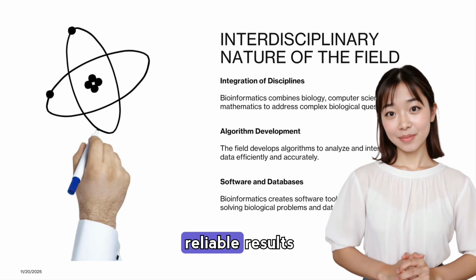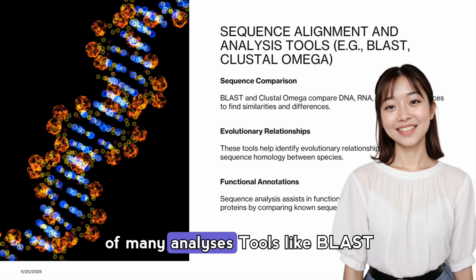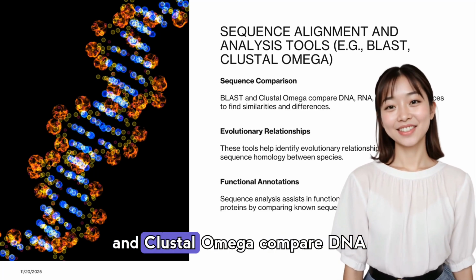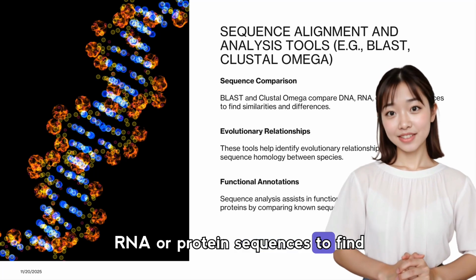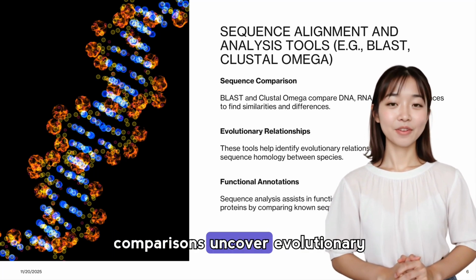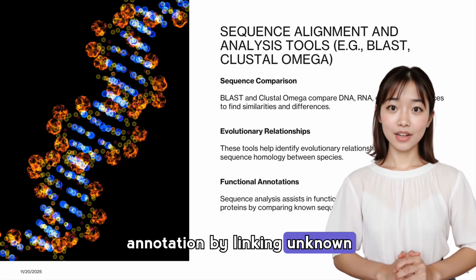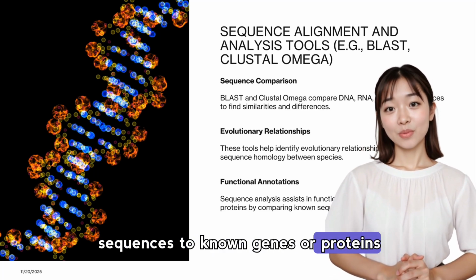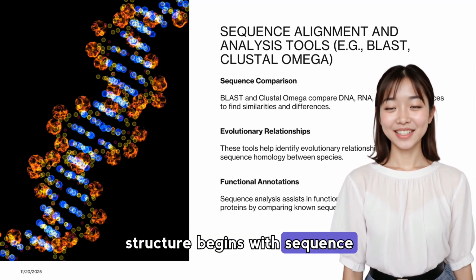and obtain reliable results. Sequence alignment sits at the heart of many analyses. Tools like BLAST and Clustal Omega compare DNA, RNA, or protein sequences to find similarities and differences. These comparisons uncover evolutionary relationships and guide functional annotation by linking unknown sequences to known genes or proteins. The helix image reminds us that structure begins with sequence.